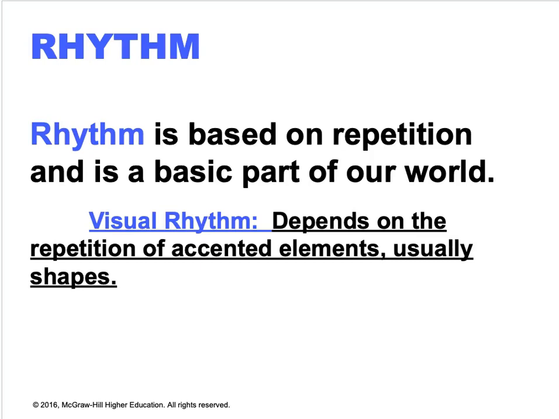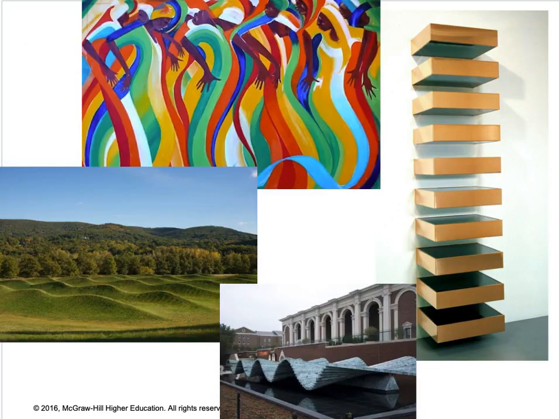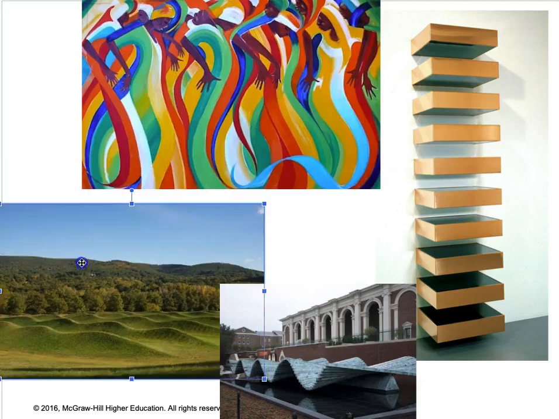Like it could be shapes repeated. It could be lines repeated. It could be colors repeated, textures repeated. And when you have that repetition, you get rhythm. So I have a cluster of works here that we'll go through a little at a time. Let me move this around just a bit so you can see the full thing.